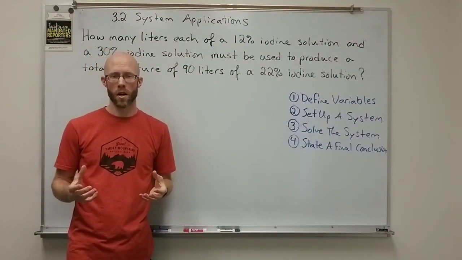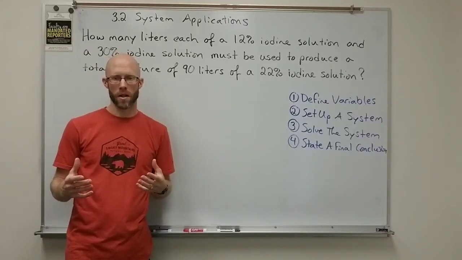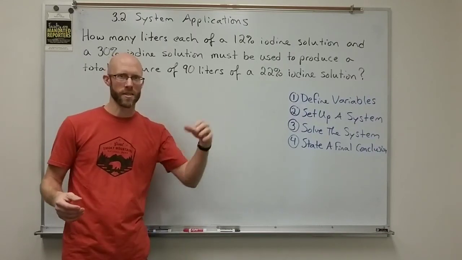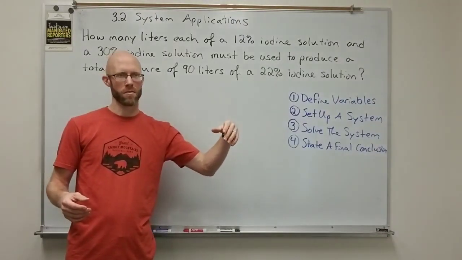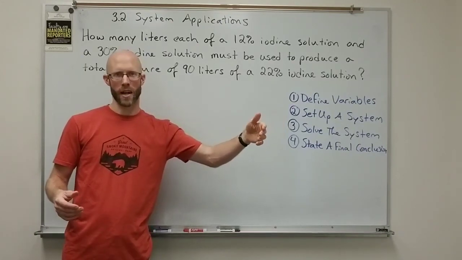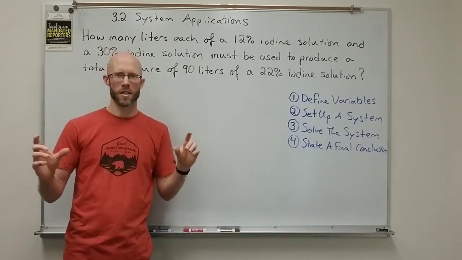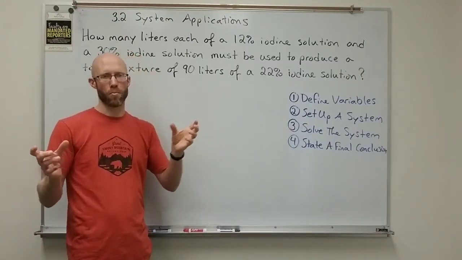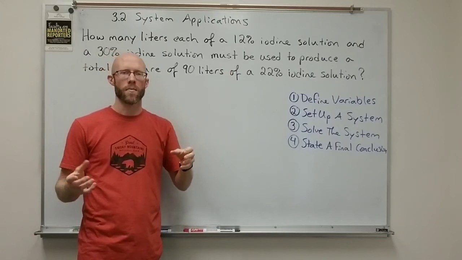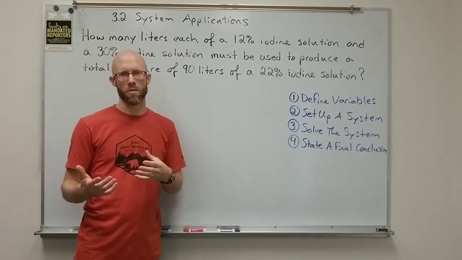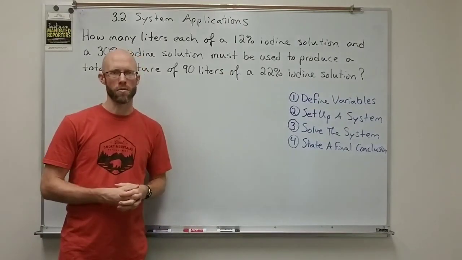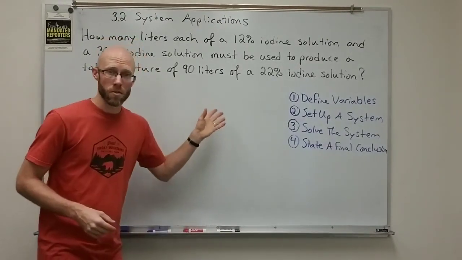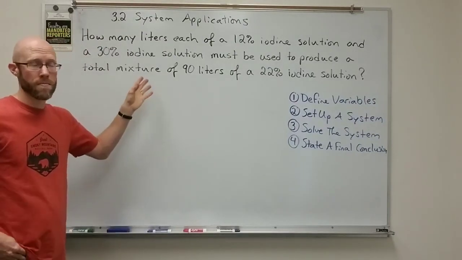Or it could be you're combining the cost of tickets, and you're looking at general admission tickets and floor seating or something at a concert. And so you've got different prices on these tickets. Well, the price is going to be your rate, basically, instead of a percentage rate. So different types of rates are going to be involved in these sorts of mixture problems. Okay. And so let's take a look at this one for a minute and focus on it.